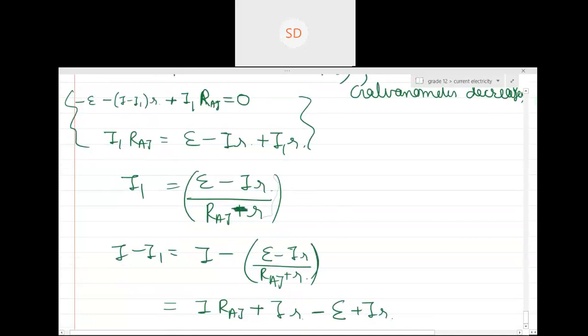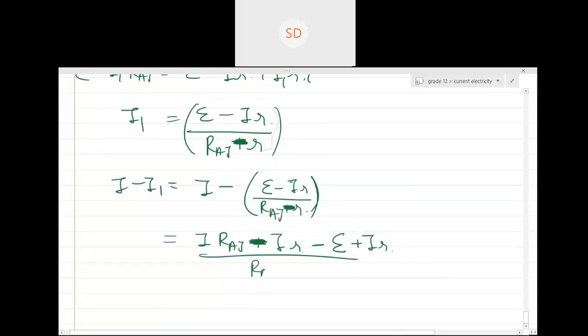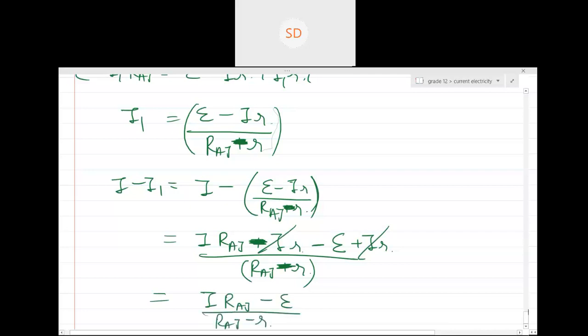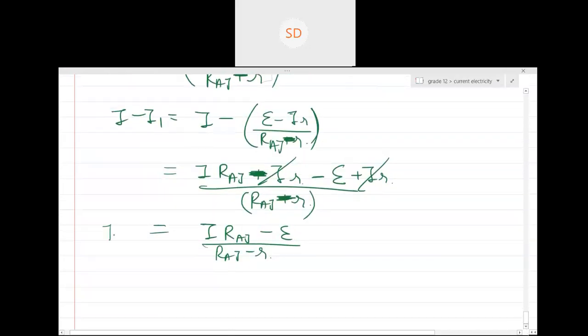Yes, I am saying the same thing. Please inform me if I make any calculation mistake. So I minus IR plus IR upon R_AJ plus R minus R. Yes? Can I write it like this? Now can you see minus IR plus IR will get cancelled out? This will be I into R_AJ minus E upon R_AJ minus R. Yes or no, guys? Will this be your current?